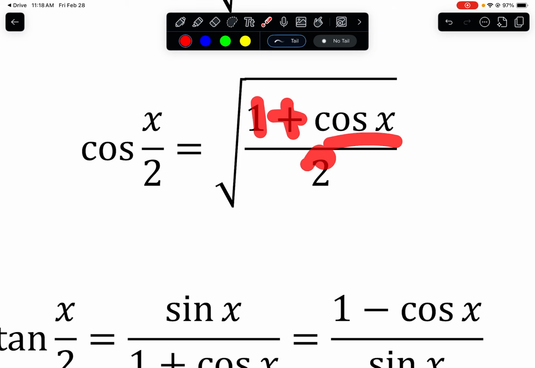So I'm going to rewrite everything in terms of just cosine x. I'm going to have 1 plus cosine squared x, and I'm going to leave it alone. And then we're going to have 2 times the half angle identity. The half angle identity for cosine is going to be 1 plus cosine x, and then divide by 2. And then we're also squaring it, which means I'm going to square this.